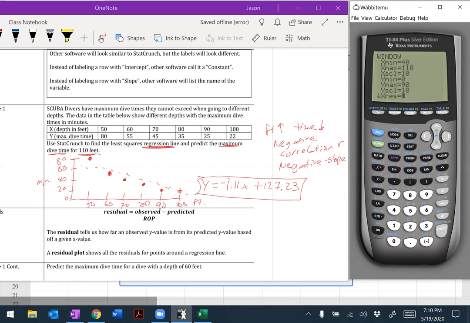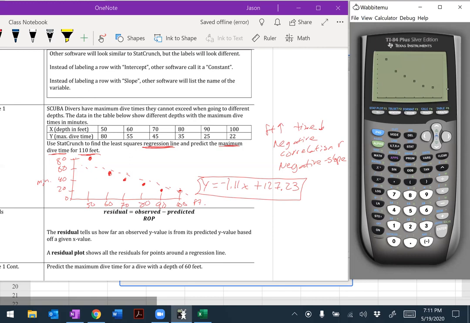Okay, and I'll just arrow down. Once I get that in, I can just hit graph again. And look, lo and behold, there are my points. That's my data. That's my data points.